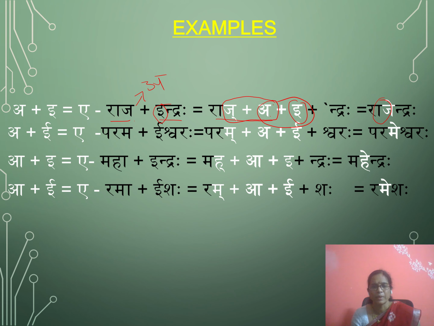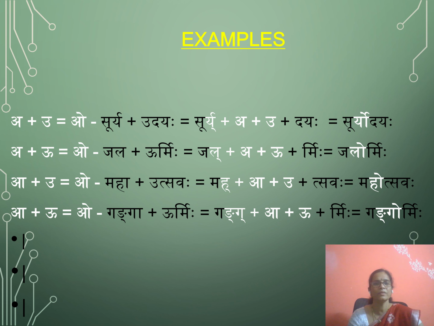Similarly, Parama plus Ishwaraha. The first word's last letter is a, in Parama, and Ishwaraha starts with e. Then we get Parameshwaraha. Next one, a plus e, Maha plus Indraha. In Maha, the last letter is a, and Indraha's first letter is e. So we get Mahendraha, again a. Rama plus Ishaha: the first word ended with a, the second word started with e, and then also we get a: Rameshaha.